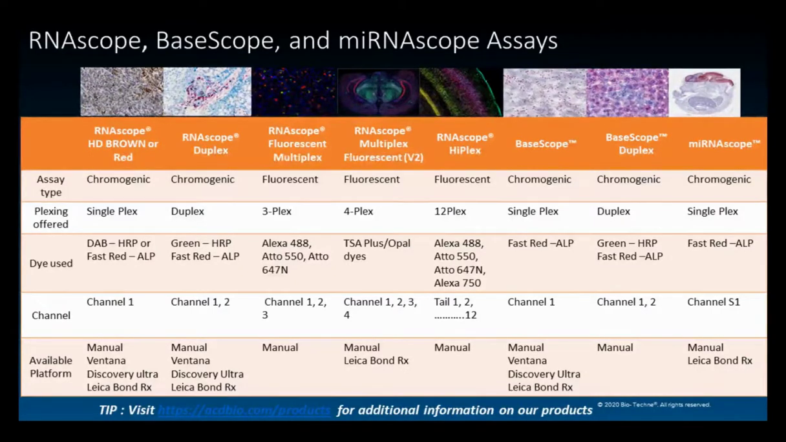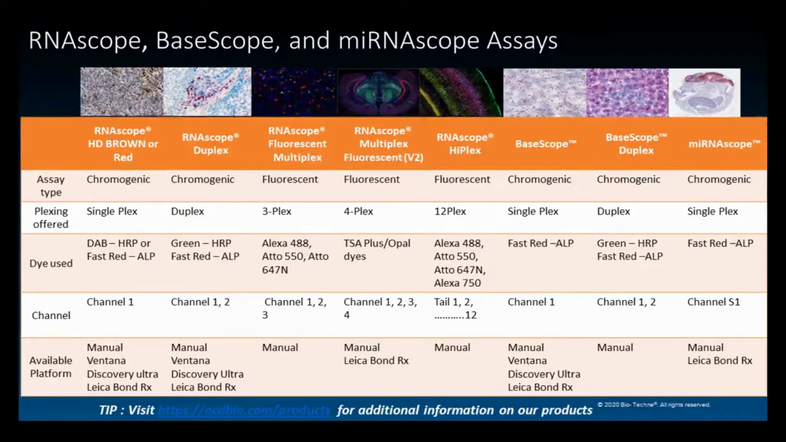For higher plexing, we have the RNAscope HighPlex assay, which enables the detection of up to 12 targets simultaneously in a single tissue section. Currently, the HighPlex assay is available in the manual format only. If your target of interest is shorter than 300 nucleotides and studying splice variants or point mutations, then the BaseScope assays will be the right choice for you. Currently, the BaseScope singleplex assay is available on all platforms, while the duplex assay is available on the manual platform.